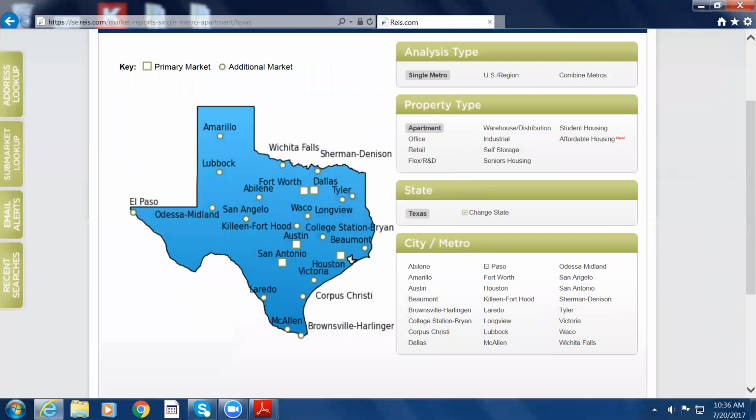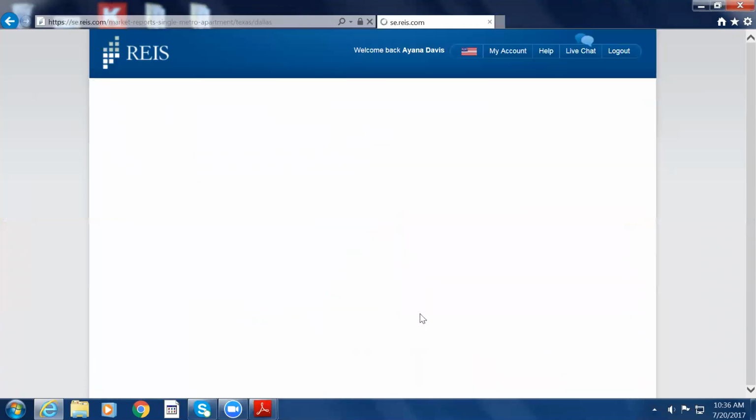The larger metro areas have tertiary markets within them. The submarkets, correct. Yeah, so for example, we did Austin. Just jump over to Dallas really quick and you can see what that looks like. We do segment out Dallas and Fort Worth.